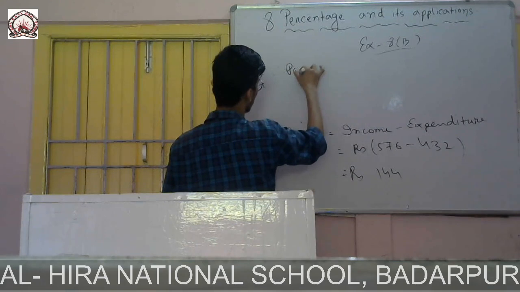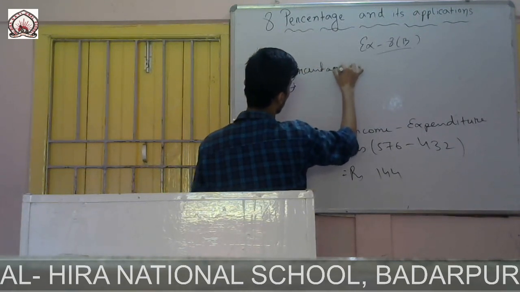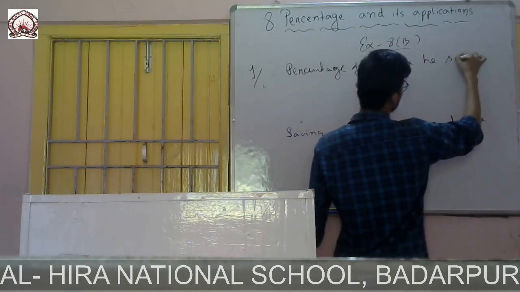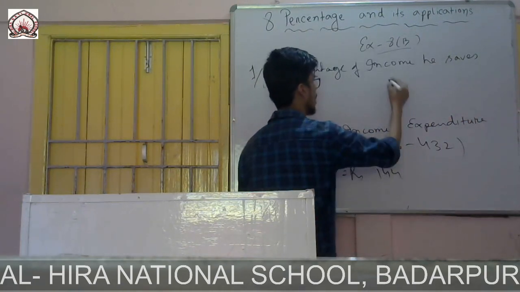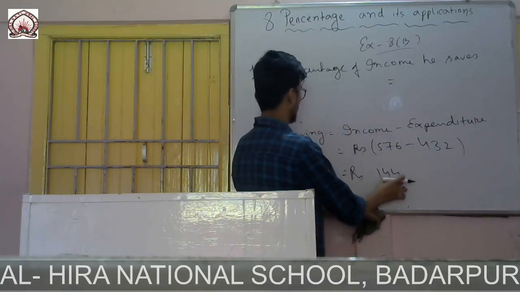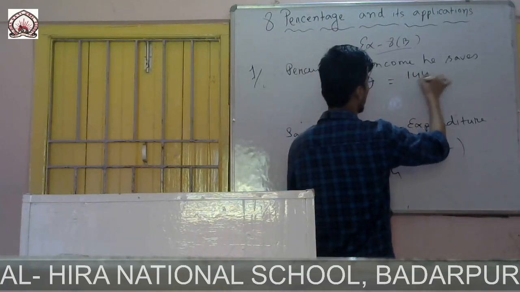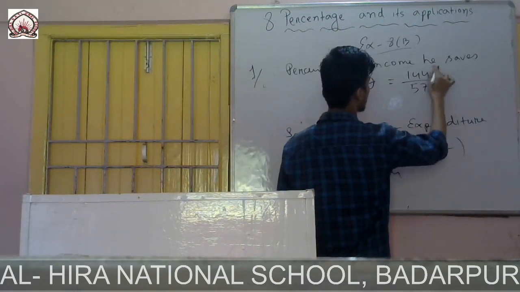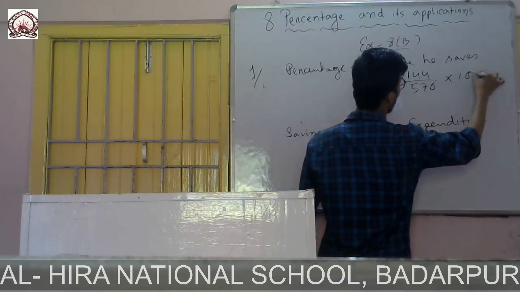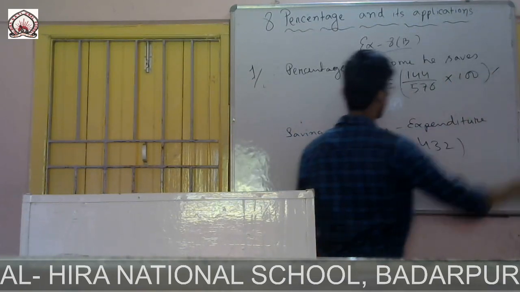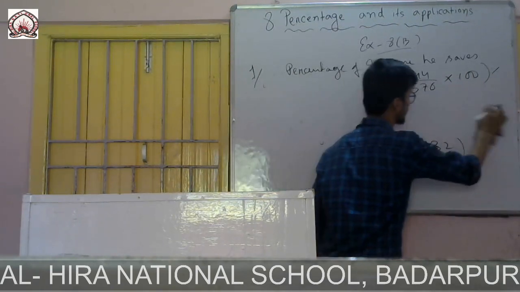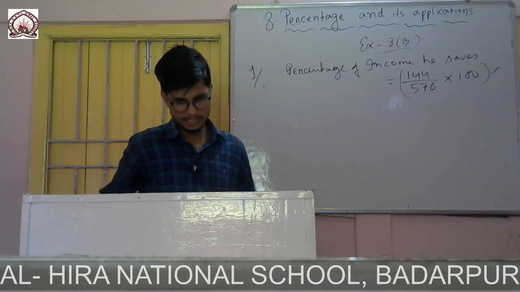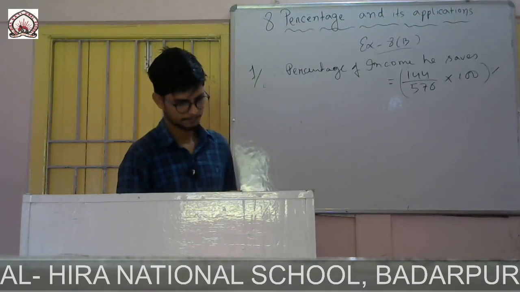Therefore, percentage of income he saves equals. How do we find the percent? We write the amount: first the saving, and total income was 576. So saving by total income into 100, then I will give the percentage sign.